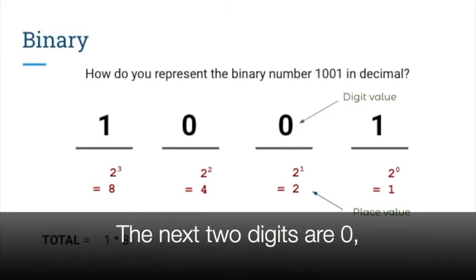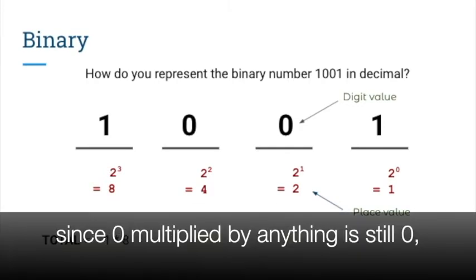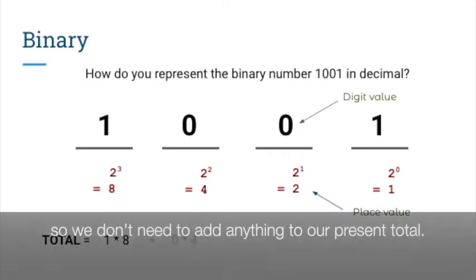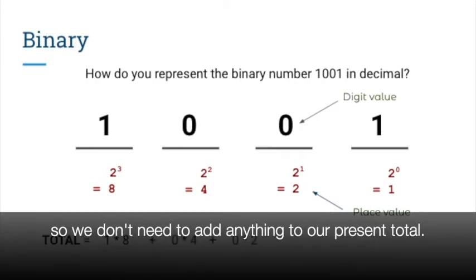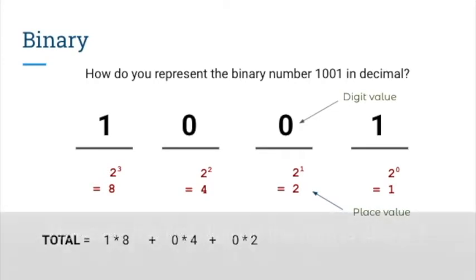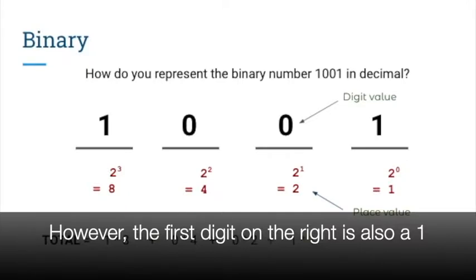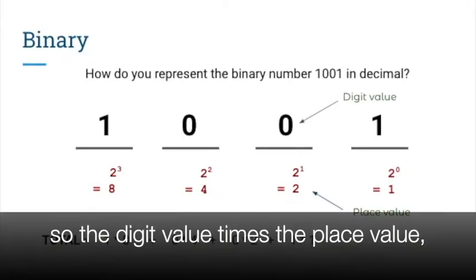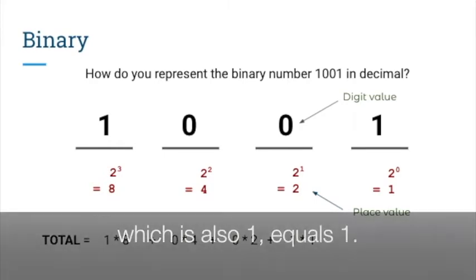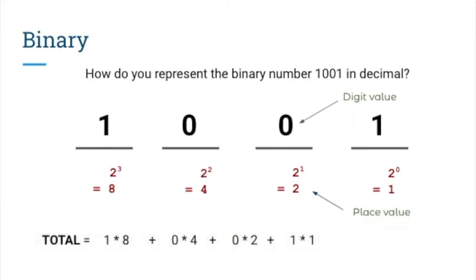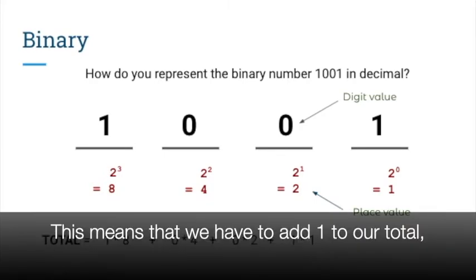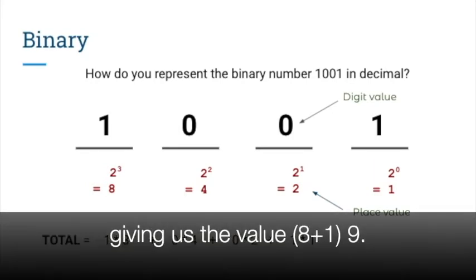The next two digits are 0, since 0 multiplied by anything is still 0. So we don't have to add anything to our present total. However, the first digit on the right is also a 1. So the digit value times the place value, which is also 1, equals 1. This means that we have to add 1 to our total, giving us the value 9.